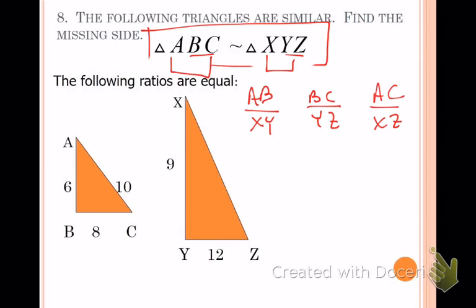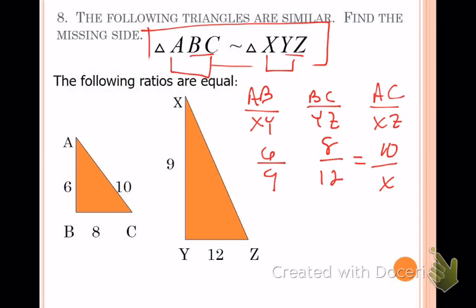Okay? Each of those ratios I should be able to set equal to each other because they should be equal if these are similar. Now, I can fill in the measurements here, 6 to 9, and then 8 to 12, and then 10 to x. And then any of those two ratios we can set equal, and then cross multiply because it's a proportion and solve for what we need.